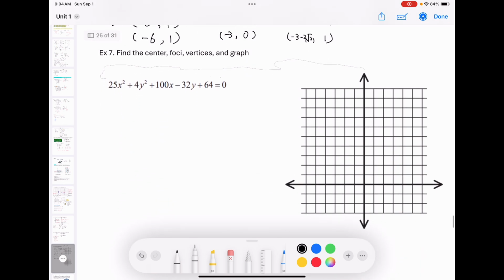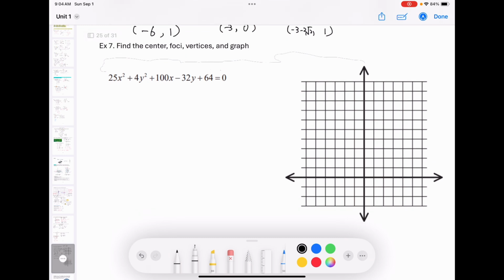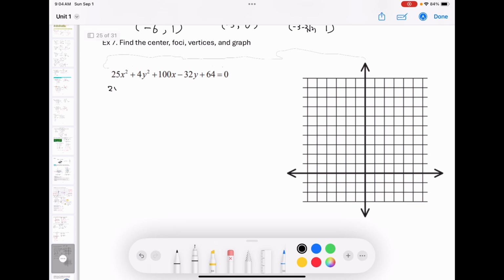Okay, let's see the next example. Find the center, foci, vertices, and the graph. So this one, we do the same thing. We should make two perfect squares. So let's group the x together. Let me save some space because we didn't save the space in the previous example. Group all the x together, 25x squared plus 100x, then plus something, plus 4y squared minus 32y, and plus a blank. And move the 64 to the other side, we have -64.